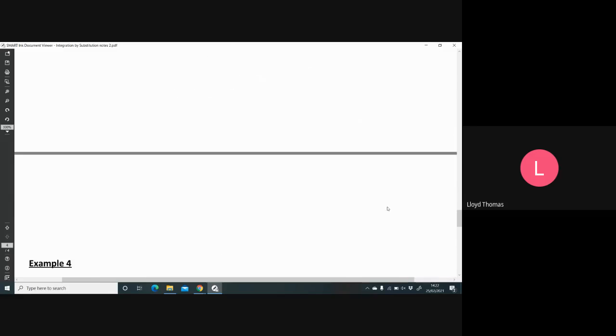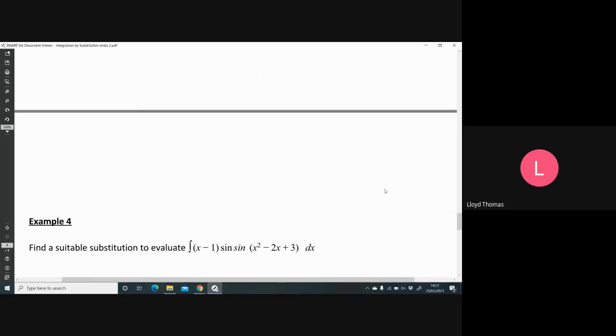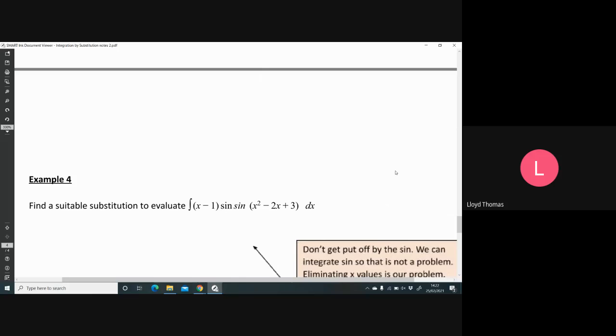There's only one more to go today. This one here, okay, I had a quick check of this, I think Mr. Stratford's accidentally written that twice there. Okay, so that's the question. So it's the integral of x minus 1 times sine of all of this.